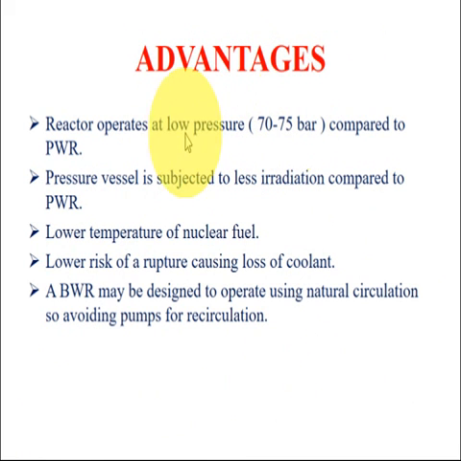What are the advantages of this boiling water reactor? The reactor operates at low pressure, so the pressure vessel is subjected to less irradiation compared to a pressurized water reactor. Lower temperature of nuclear fuel means lower risk of rupture causing loss of coolant. A boiling water reactor may be designed to operate using natural circulation, so avoiding pumps for recirculation.